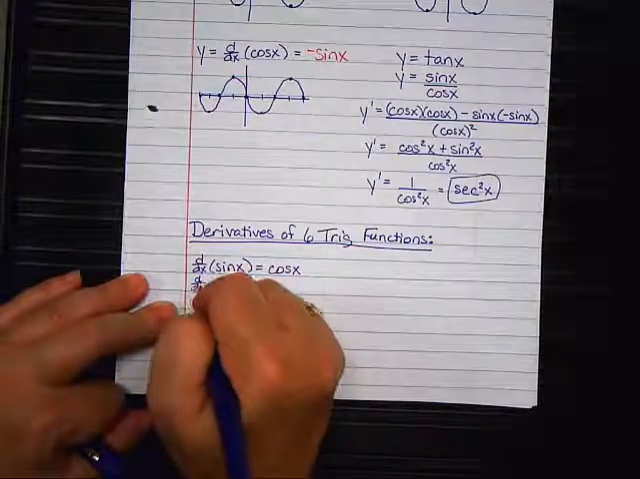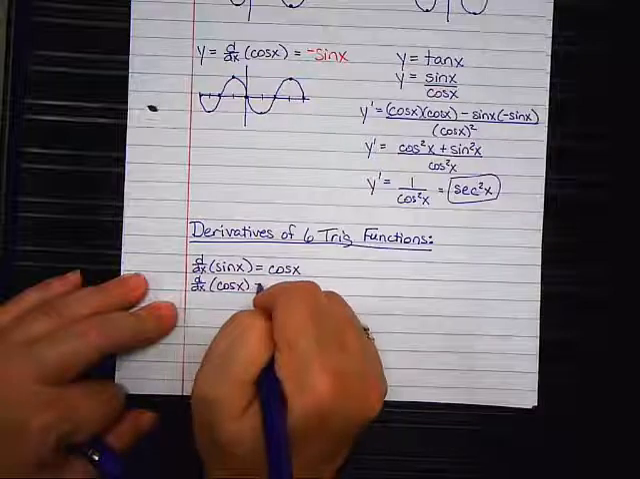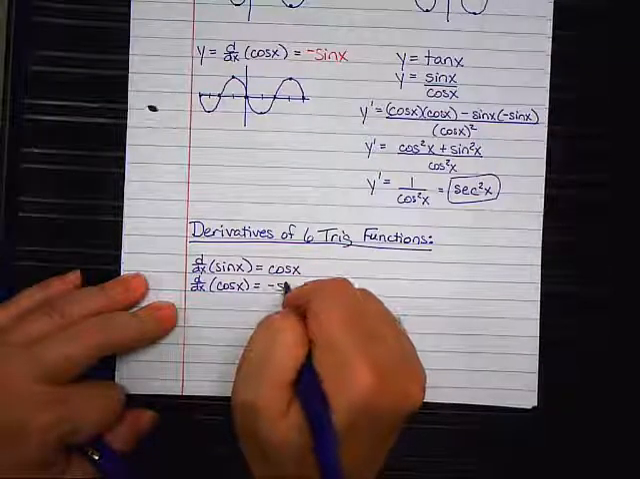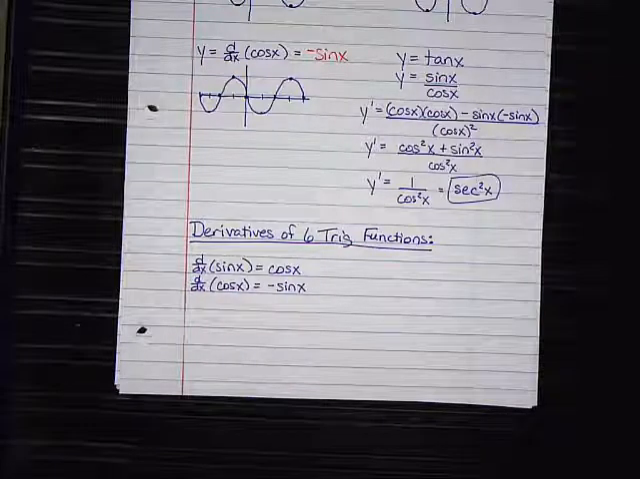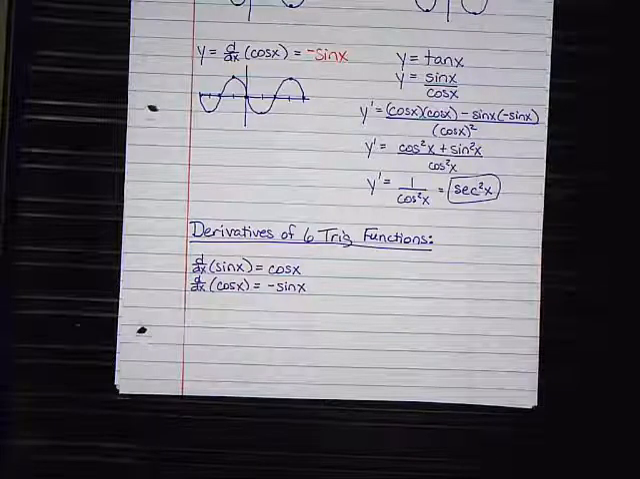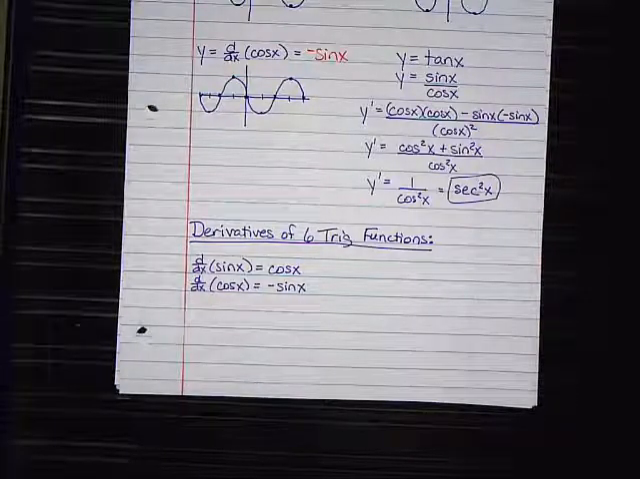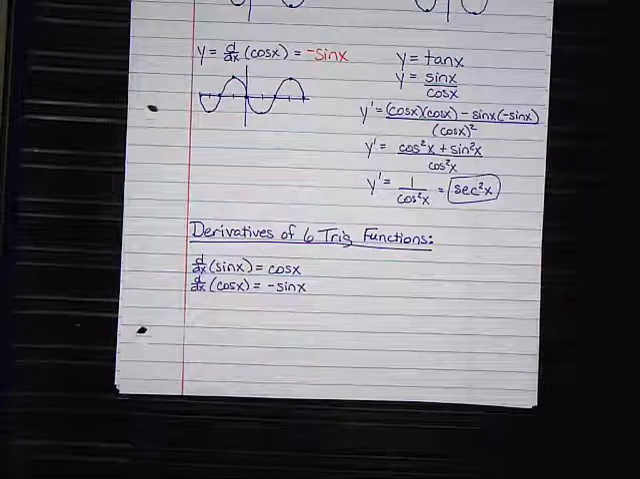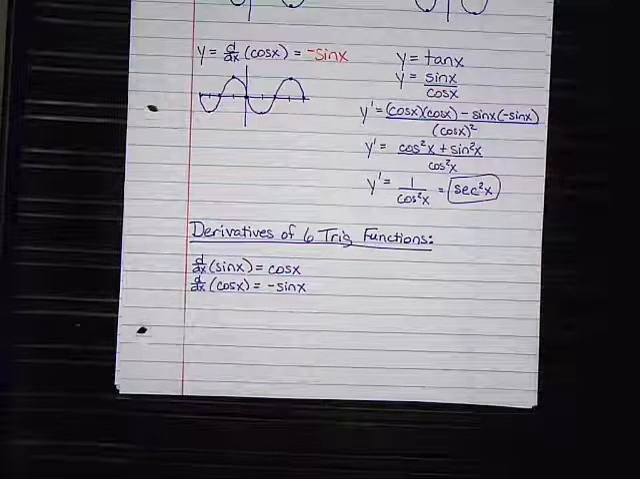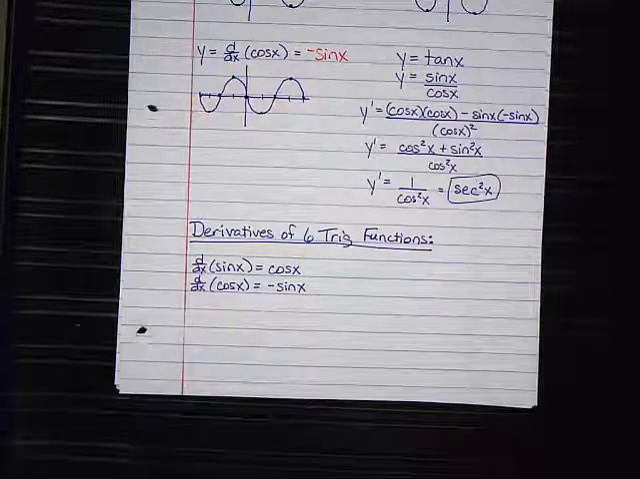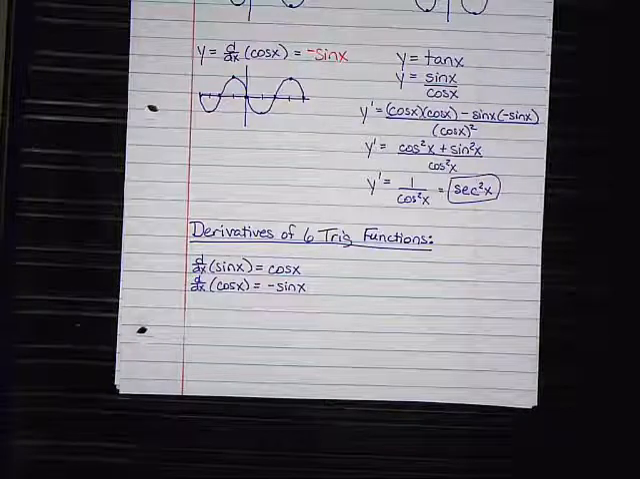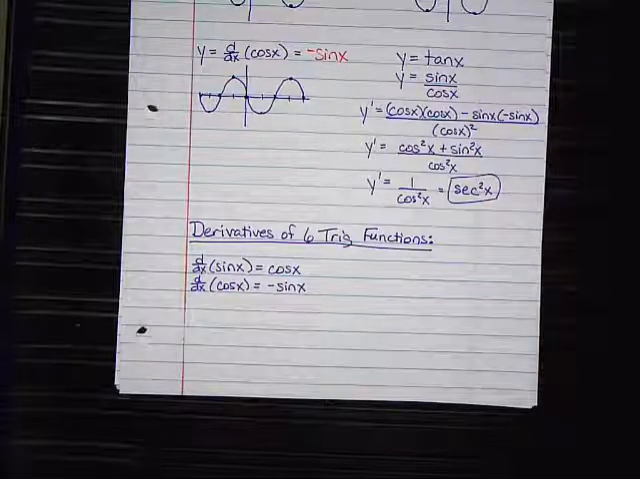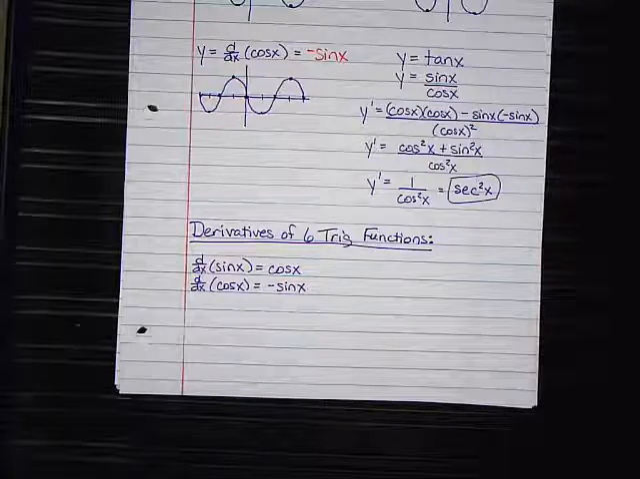The derivative of cosine is negative sine. Okay, I'm going to stop right there for just a minute. Notice a couple things. When I say the word cofunction, you know what I'm talking about? What do you think the cofunction of secant is? Cosecant. What's the cofunction of tangent? Cotangent. So the cofunction of sine is cosine. They go together as pairs. Sine goes with cosine, tangent goes with cotangent, secant goes with cosecant. A function and its cofunction have very similar derivatives.